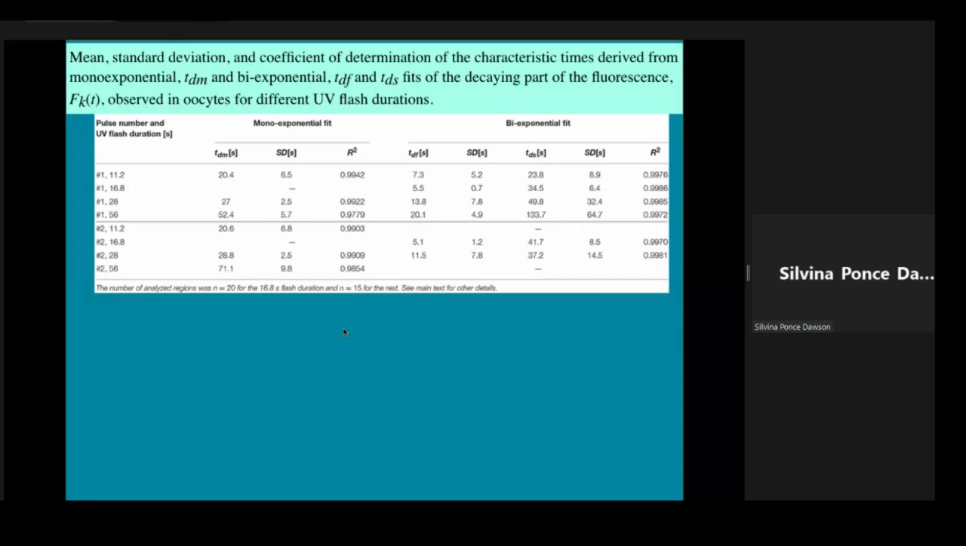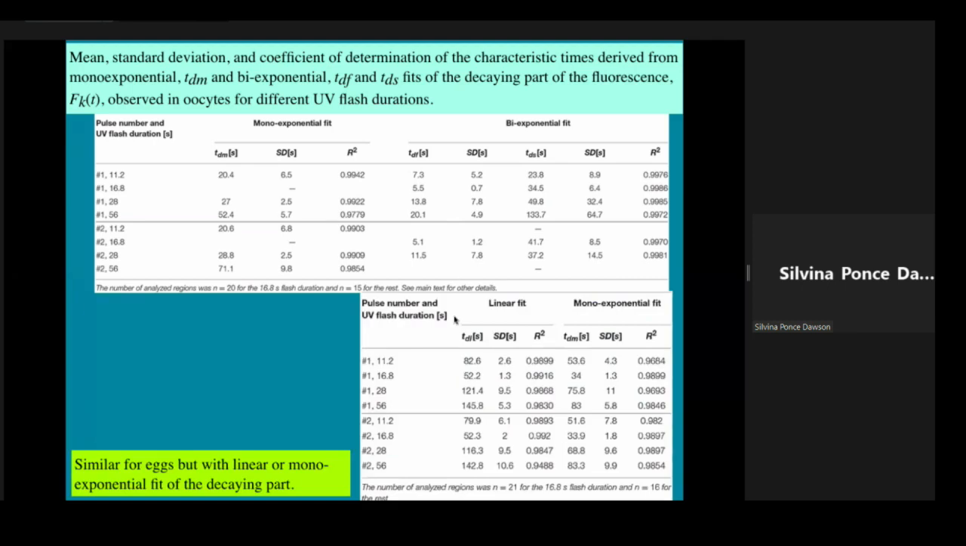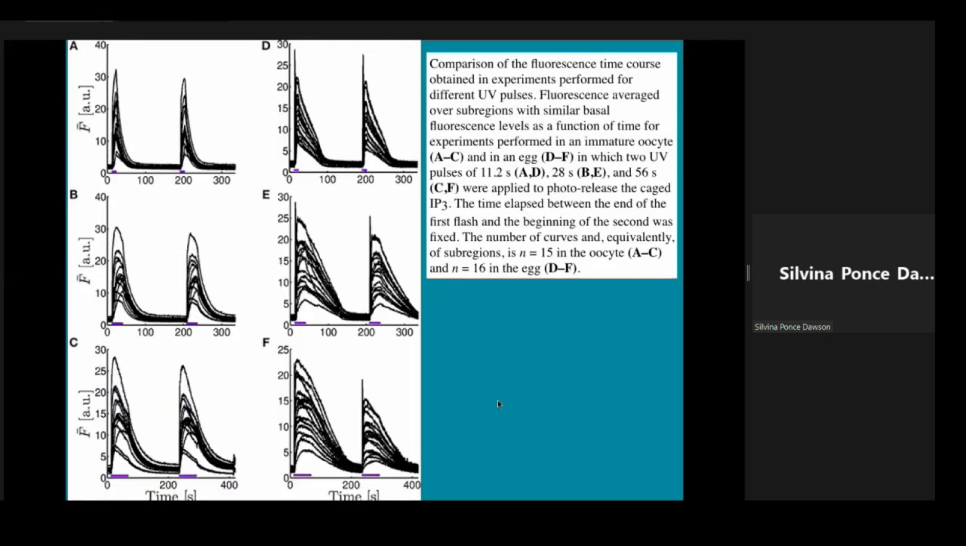And so we tried to fit those decays, and we observed a fast decay in the case of the oocyte. We could fit this fast one with a mono-exponential fit, but the best fit for the oocyte was a bi-exponential, and there was a very fast component. And in the case of the eggs, the time scales were much larger, so the decay was much slower, and the best fit was linear. And this I think I'm going to skip.